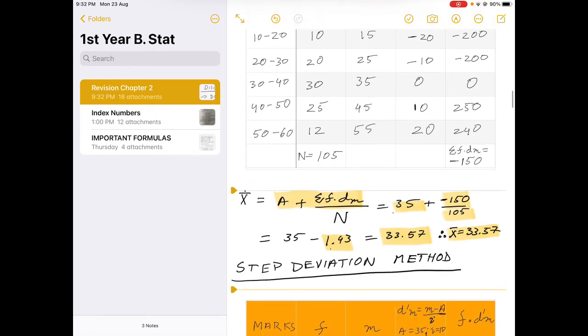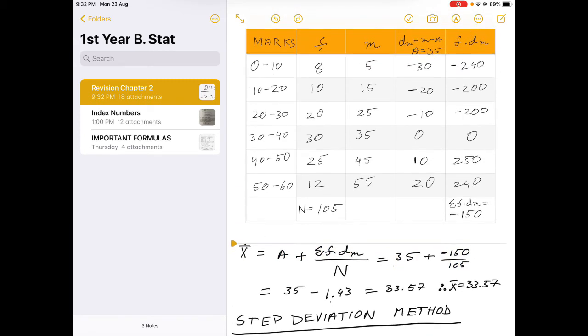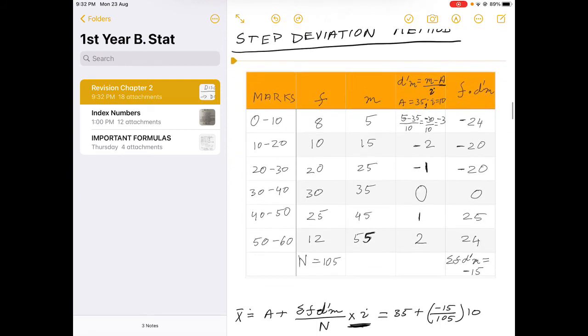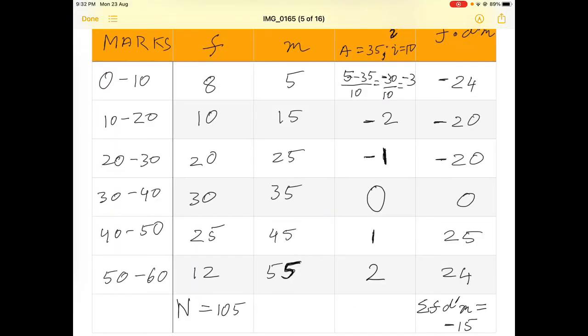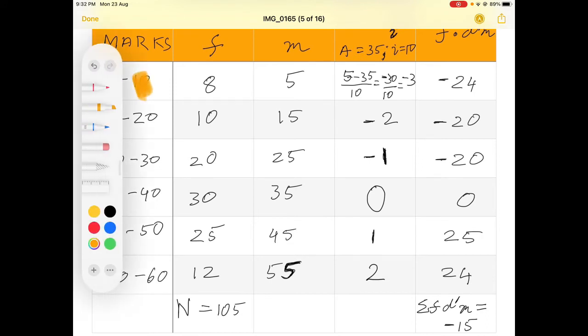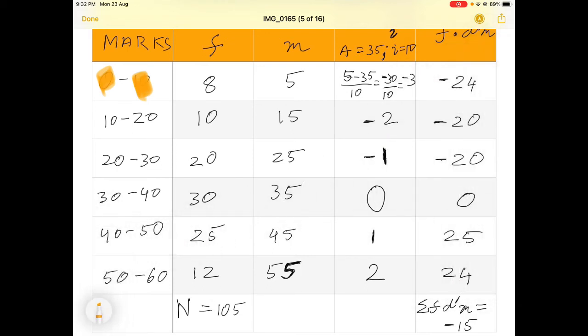The next method is called the step deviation method. Now in the previous shortcut formula, we took an assumed mean A and subtracted it from all the mid values. Here we not only subtract A, but we also divide by the value I. So please take a look. I is the class length, and how it is derived: I take the upper limit of the class interval and subtract the lower limit of the class interval, 10 minus 0, which is equal to 10. So my class length, or I, is equal to 10.